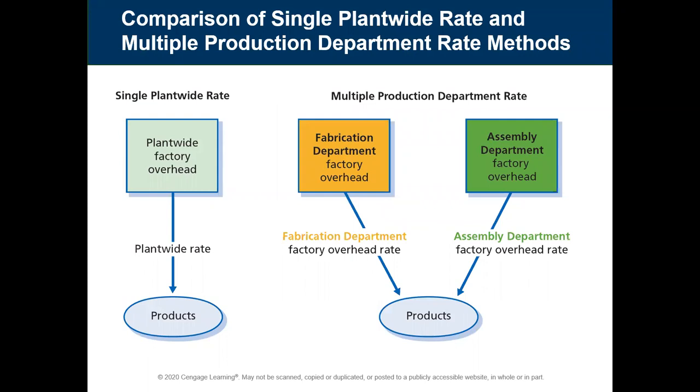I like this. So it's like single has just one arrow, but multiple has multiple arrows. You're like, thank you, Cengage, right?